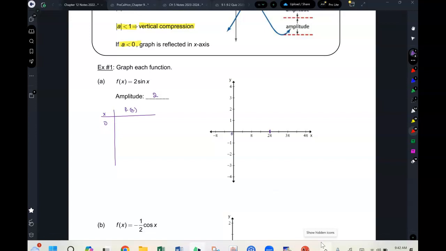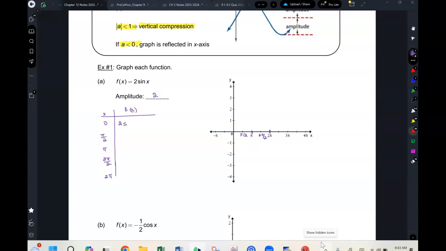And now you break that into halves. So the half point is pi. And then the 2 midpoints are pi over 2 and 3 pi over 2. How many points is that? That's 5 points: 0, pi over 2, pi, 3 pi over 2, 2 pi. You're always going to have 5 points on one cycle. Okay, let's plug these in.